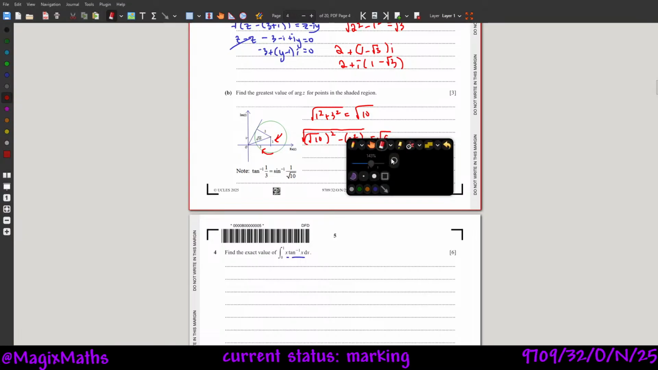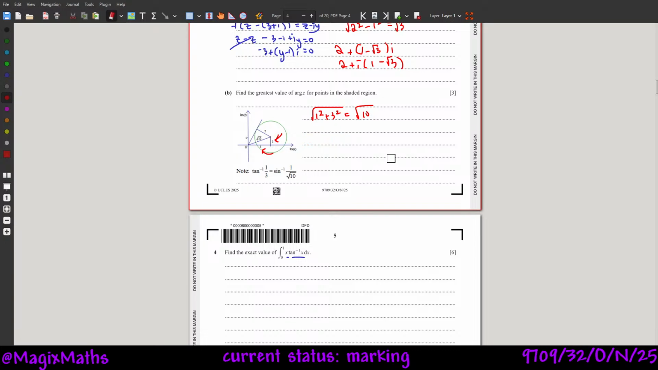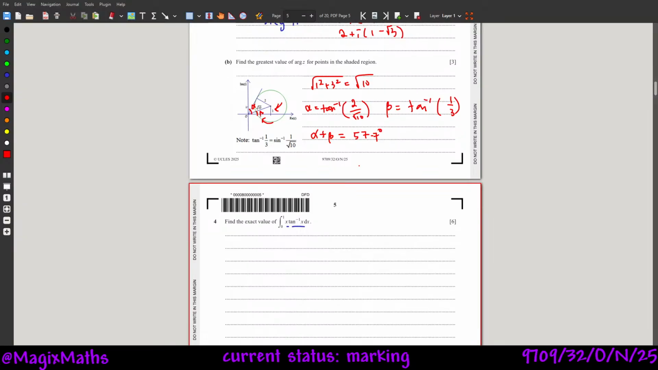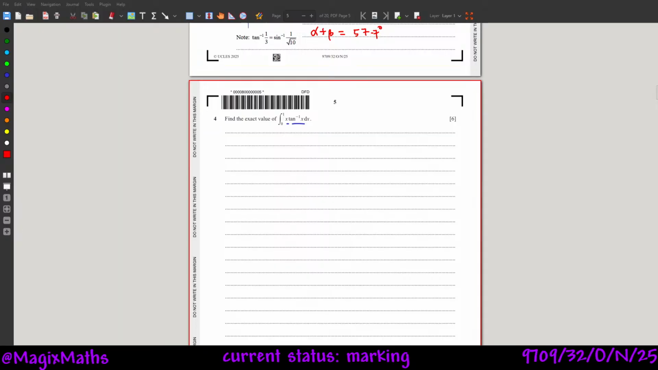Wait, no, we didn't even need to do that, no? So we could have found the angle by tangent of the angle above here, alpha and beta. So alpha would have been inverse tangent of 2 over root 2, and beta would have been inverse tangent of 1 over root 3. And then argument z is just this plus this, should be around 57.7 degrees. So that's quite stupid of me for not knowing that.